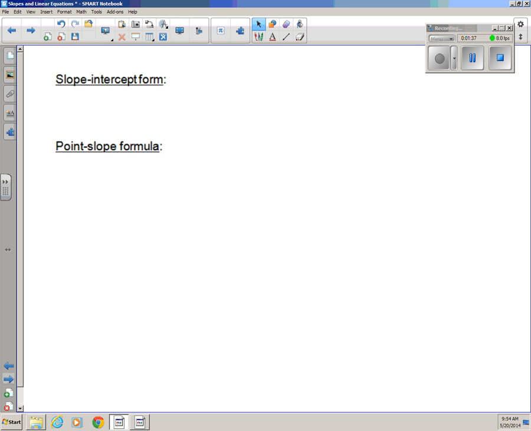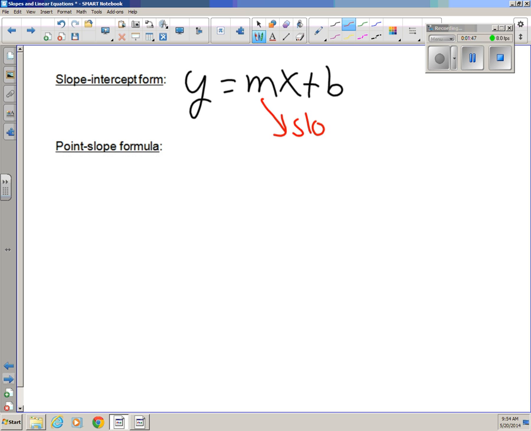Slope-intercept form is a form that you used a lot last year, and that's just the standard equation of a line. y equals mx plus b, where m is your slope, and then b is your y-intercept. That's the point where your line crosses the y-axis.